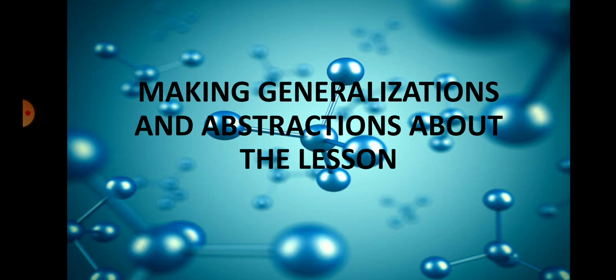So, to summarize what we have discussed today, a chemical reaction is a process in which one or more substances, the reactants, are converted to one or more different substances, the products. The different types of chemical reaction are combination reaction, decomposition reaction, single displacement, double displacement reaction, acid-base reaction, and the precipitation reaction.